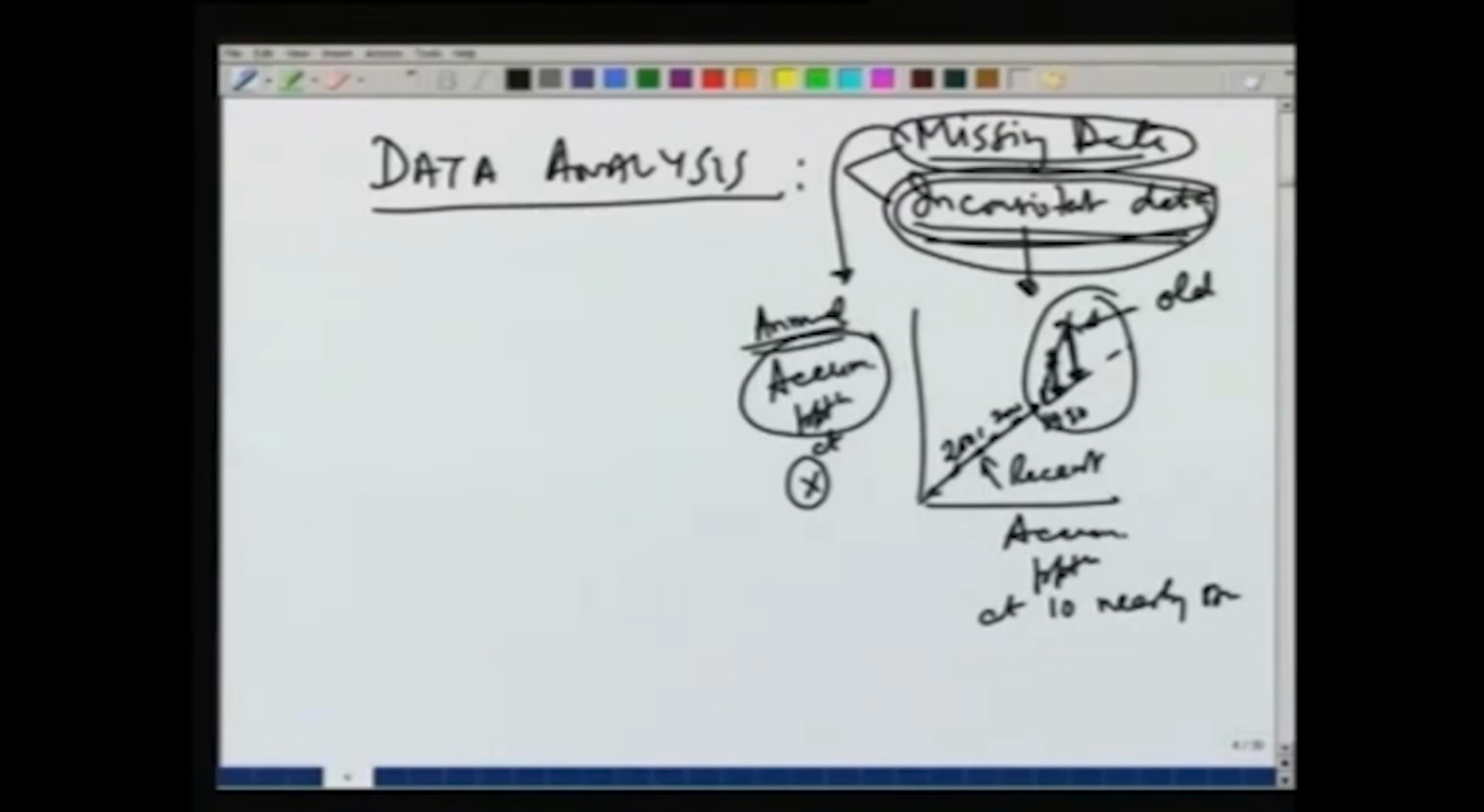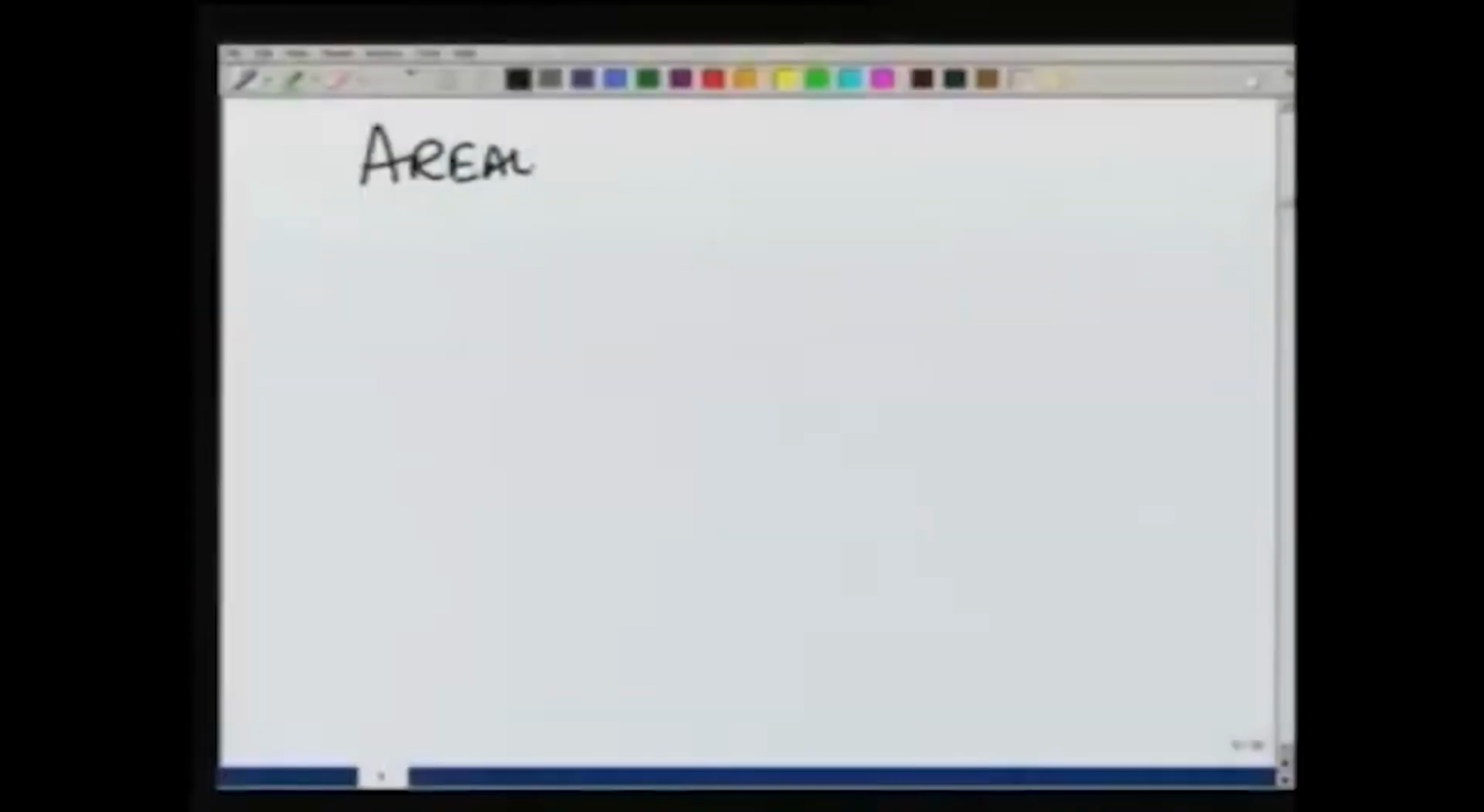We will look at some other techniques today. The first of them being areal averaging.